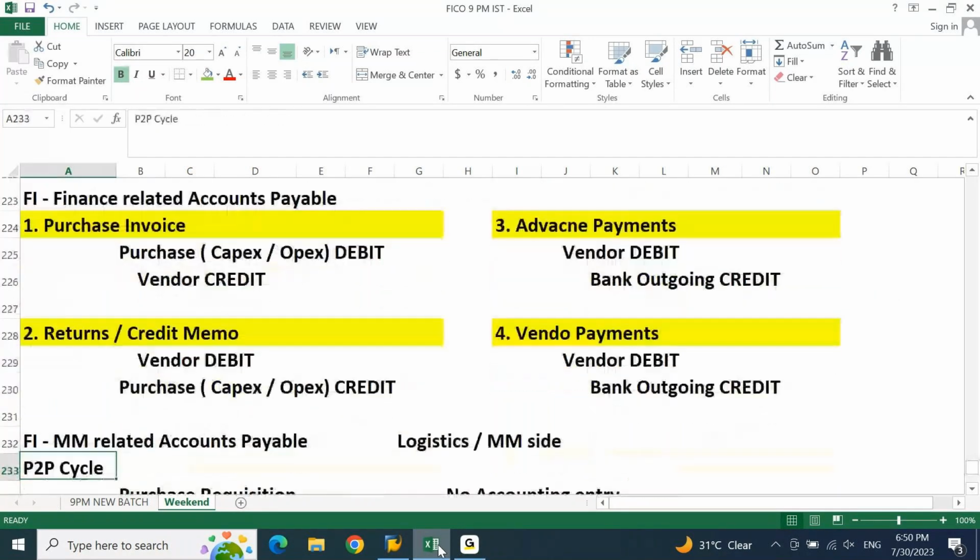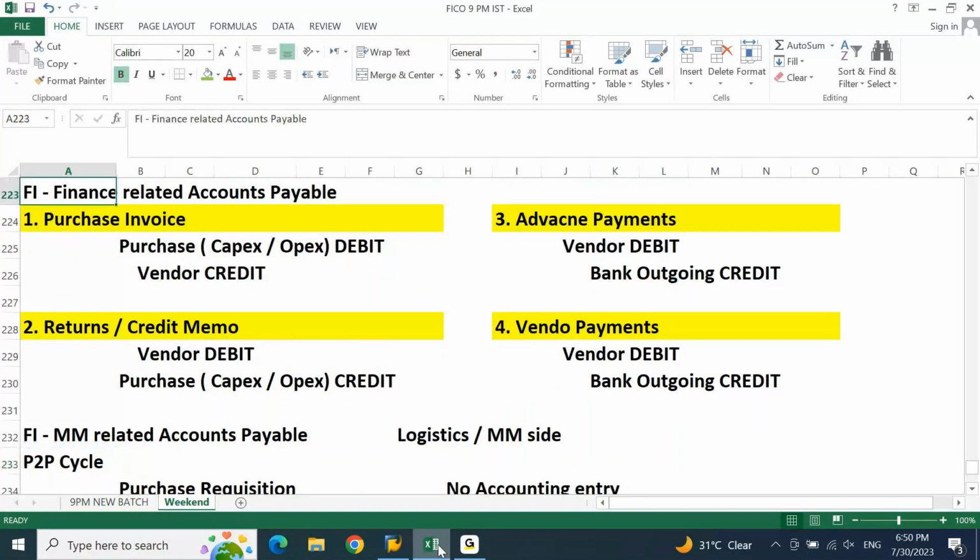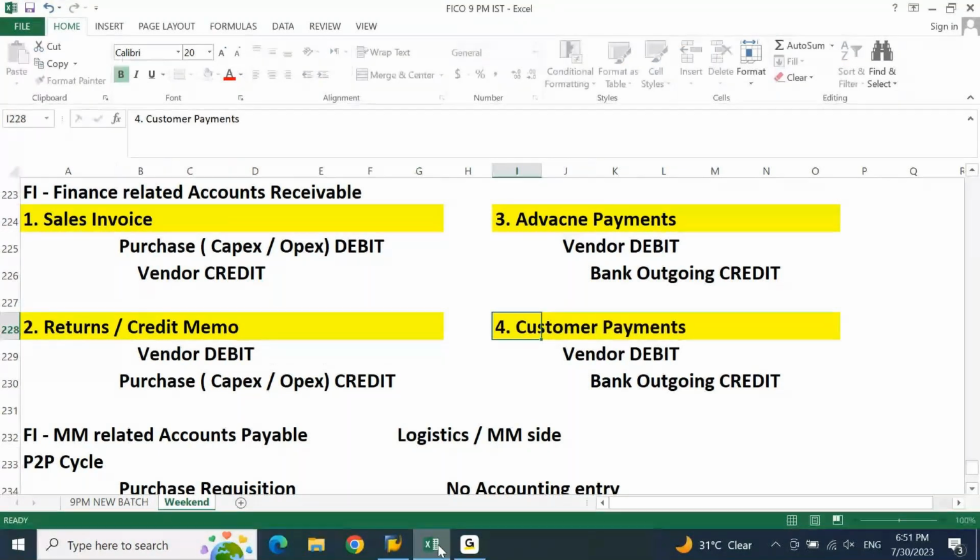After that, we have listed finance related accounts payable. So here it will be finance related accounts receivable. In this, what we have done, first one we have listed as purchase invoice. I will be replacing purchase invoice with sales invoice. And second one, returns credit memo. Third one is your advance payment. Fourth one is your customer payment. These will be the 4 transactions that we are going to write from the accounting point of view.